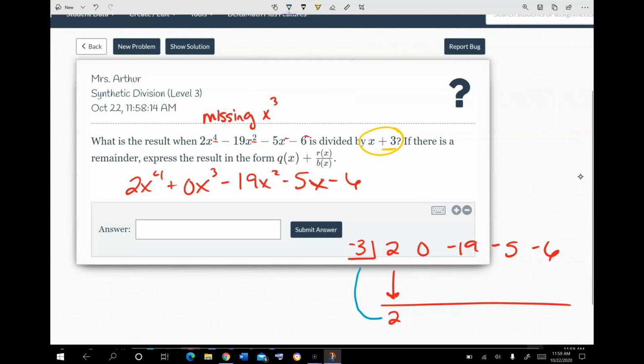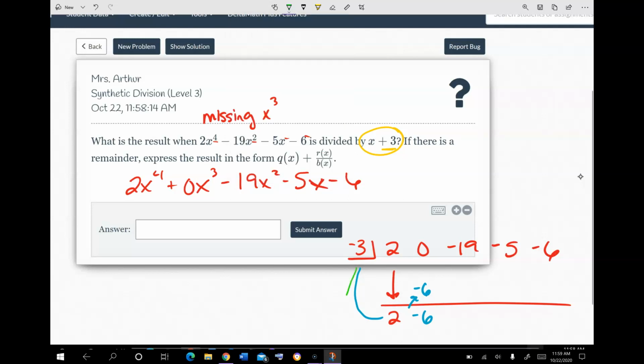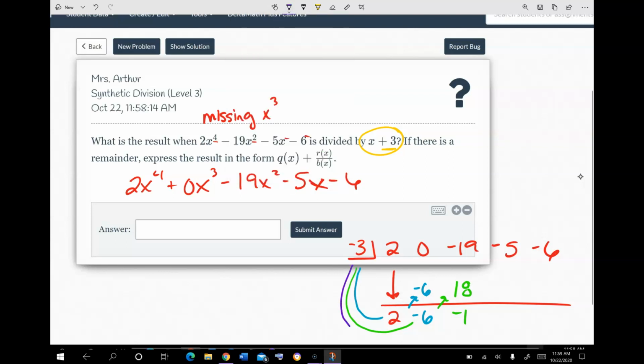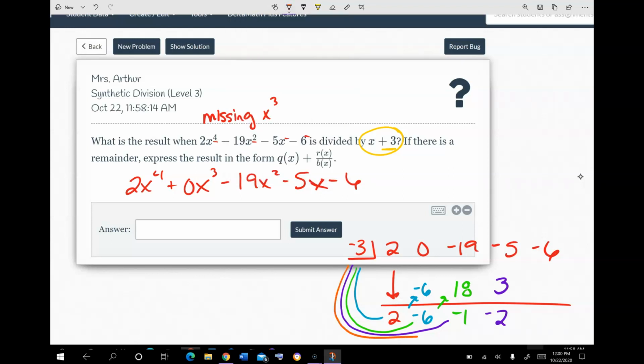So I'm going to say -3 times 2 and get -6. Then we add. 0 plus -6 is -6. Then we're going to do it again. And I'm going to say -3 times -6. That's going to give me a positive 18. Add. That gives me a -1. We're going to do it again, okay? So -3 times -1 is positive 3. Add. -5 plus 3 is -2. Then we're going to do it one more time. And we're going to say -3 times -2, and that gives me a positive 6. So my remainder is 0.